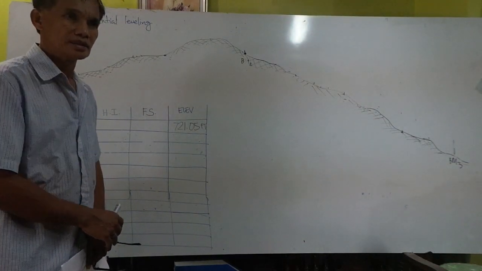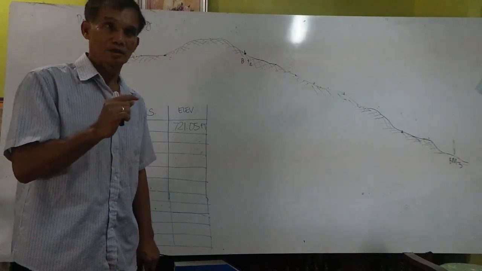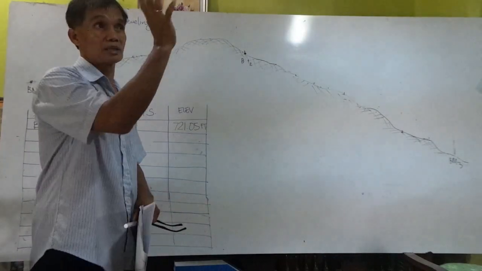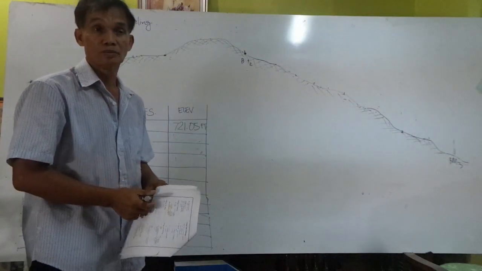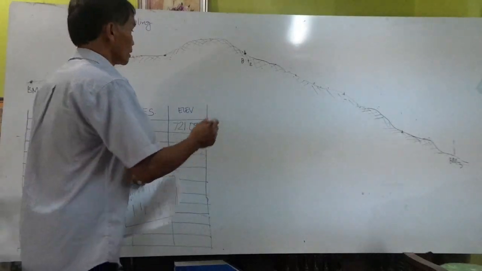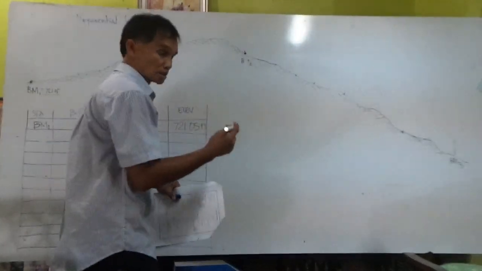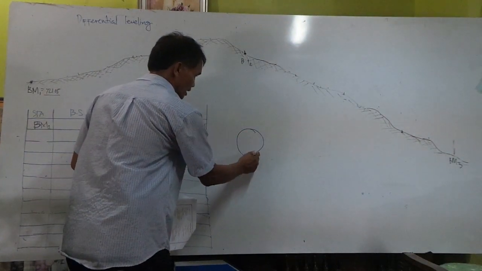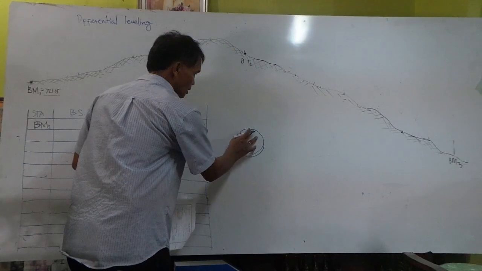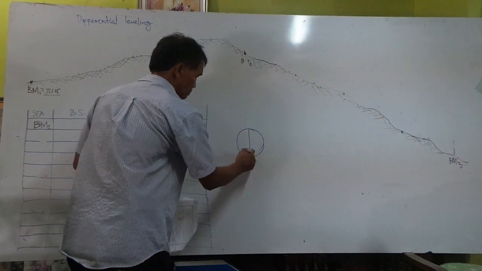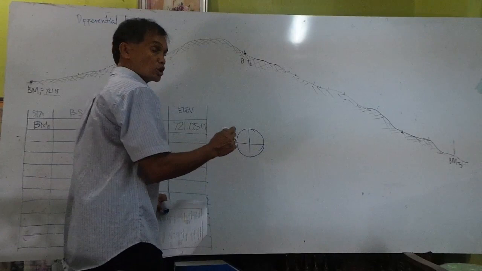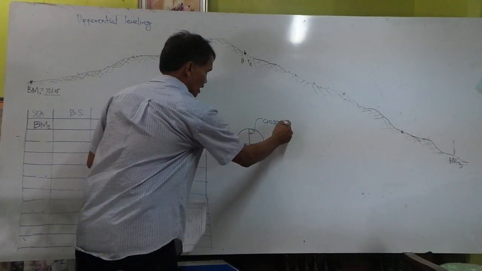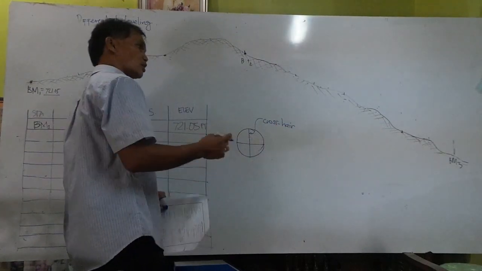The rod reading is what you see through the telescope, at the center line of the telescope. When you peek through the telescope, what you will see is the cross-sectional hair, or in short, the cross hair.